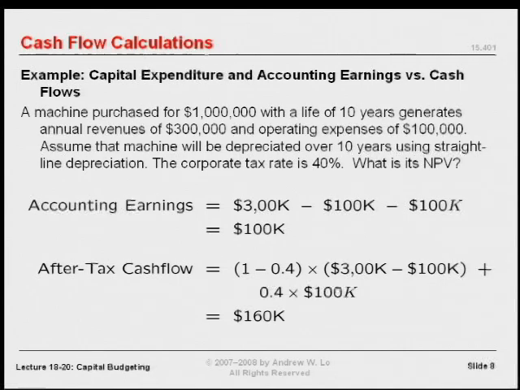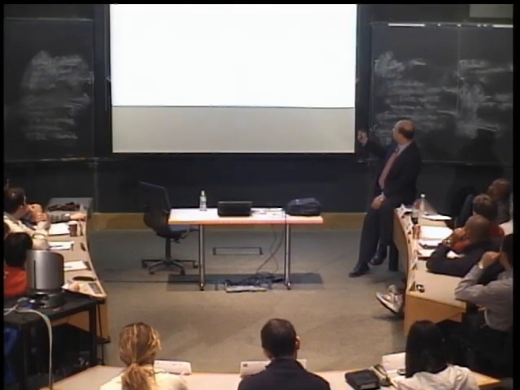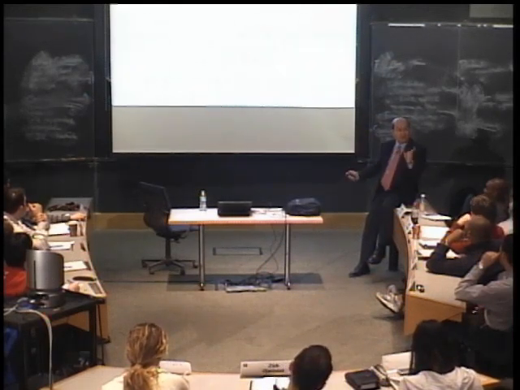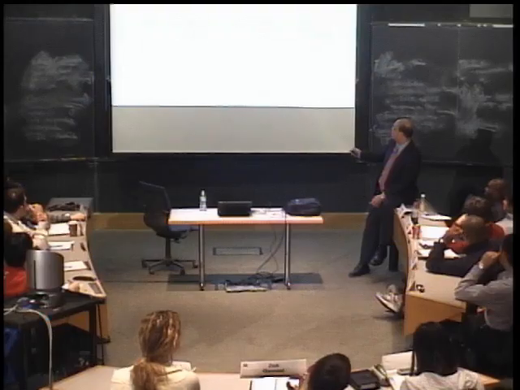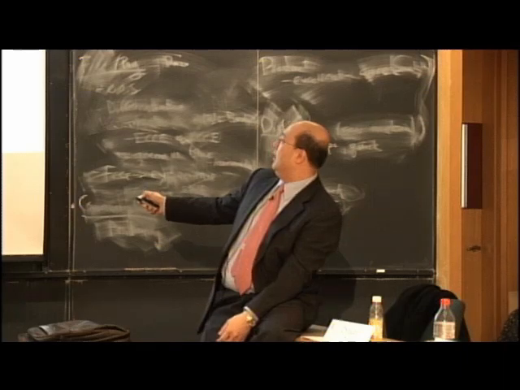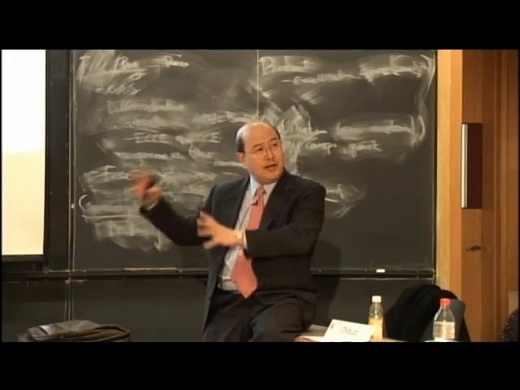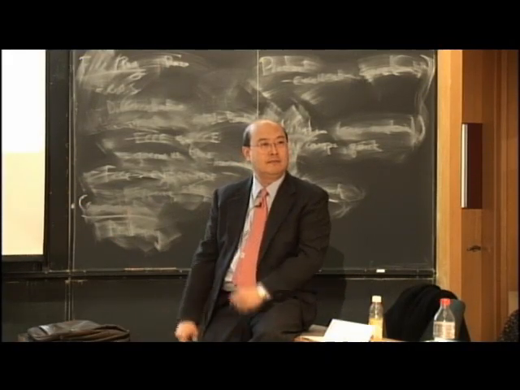$100,000 a year for 10 years. That's how much the accountants are telling you you're using up the machine. And so every year you get to deduct $100,000 from that kind of depreciation. So what is your after-tax cash flow? Now, your accounting earnings, the way that an accountant would accrue the earnings, would be this. It's 300K minus 100K minus 100K, that's 100K of earnings. So an accountant would tell you that your earnings for this situation is 100,000 a year, right?